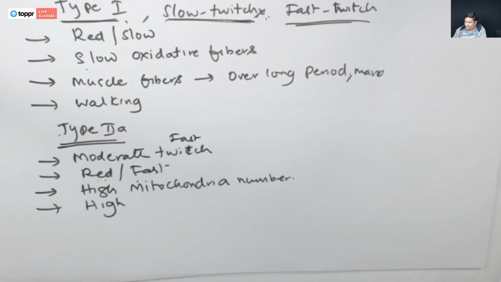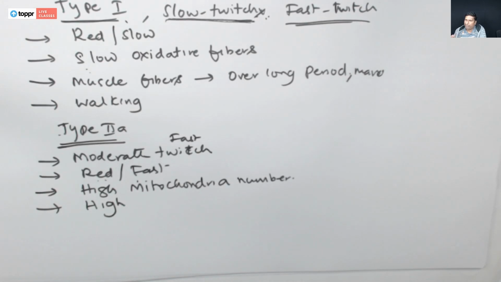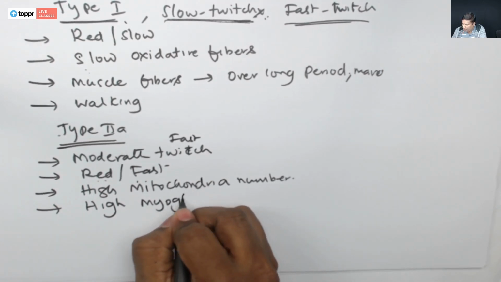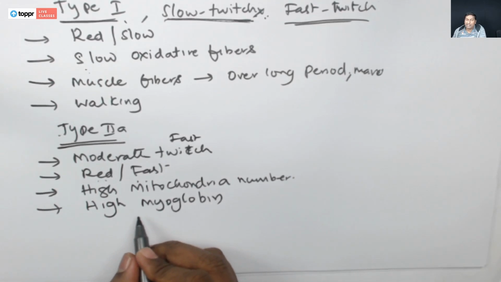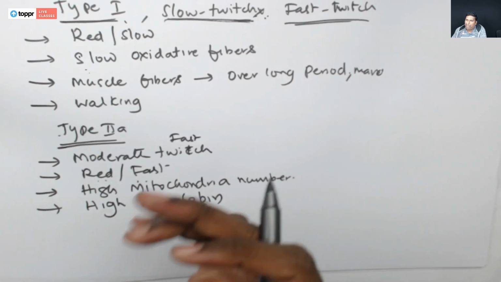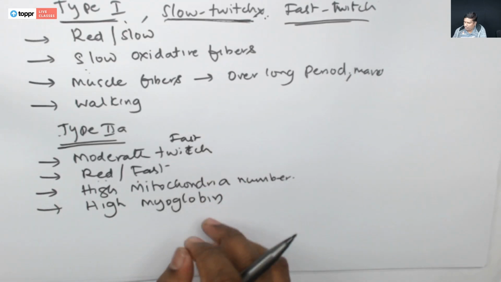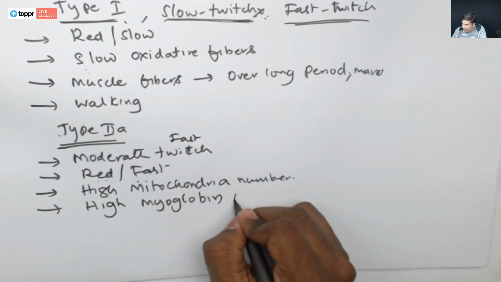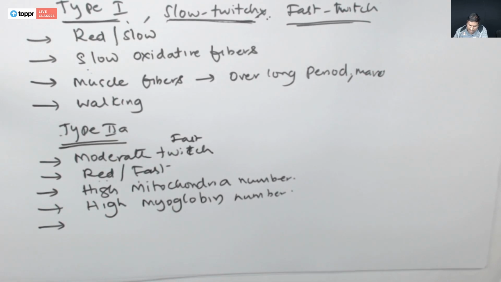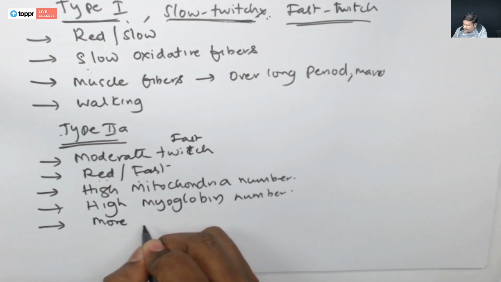Oxidation requires oxygen. So in order to provide oxygen to the various parts of our body, we have hemoglobin in the blood. In the muscles you have myoglobin. So they are rich in myoglobin because they need a constant supply of oxygen for burning the fuel very quickly and providing the energy for fast activities. So they have a high myoglobin number as well, and these are more fatigue resistant.